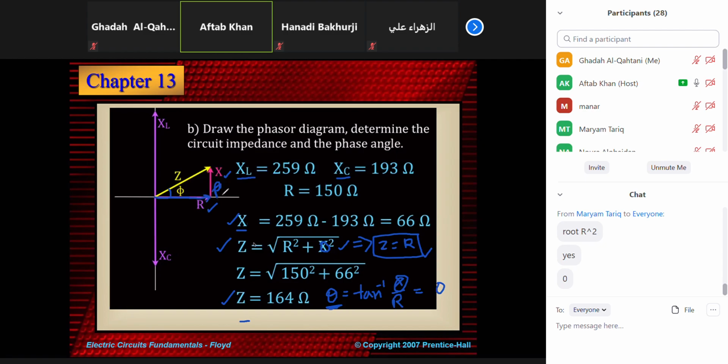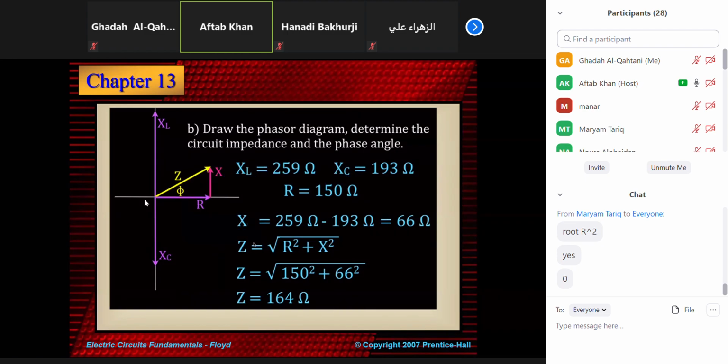This is the Z direction. So Z is here, R is there, and the vector is also of the same value because Z is equal to R, and there is no phase difference, so theta is also 0. This is something. So let's see now this condition.